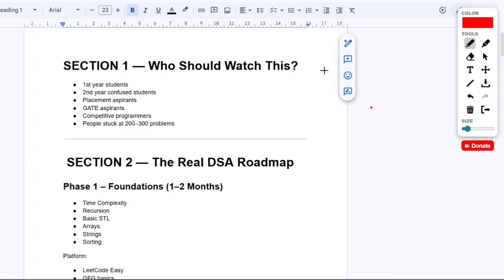Everyone says learn DSA, and no one tells you how to actually master it. I have solved 1000 plus LeetCode problems, and I have made mistakes, wasted months, and changed strategies. If I had to start DSA again in 2026, here is exactly what I would do. That's the roadmap I am giving you today.